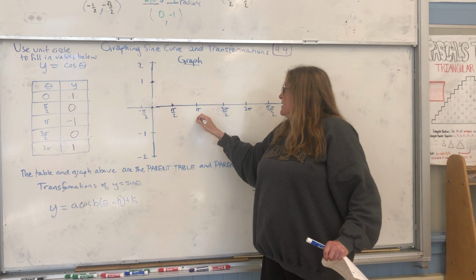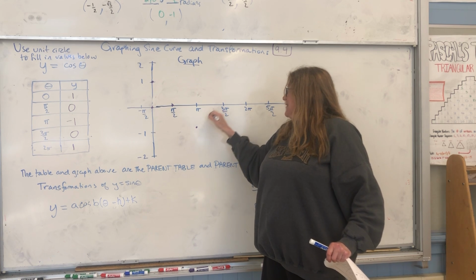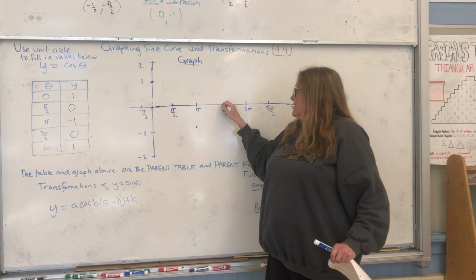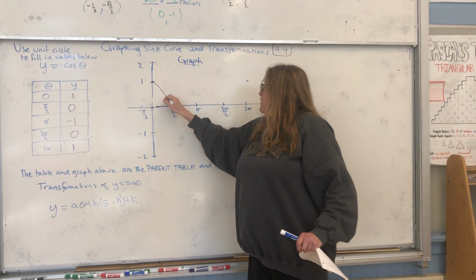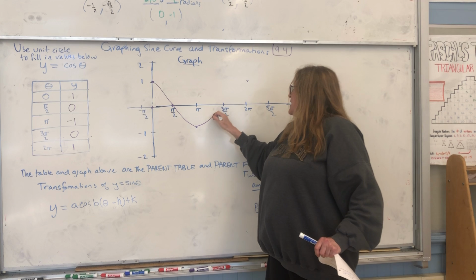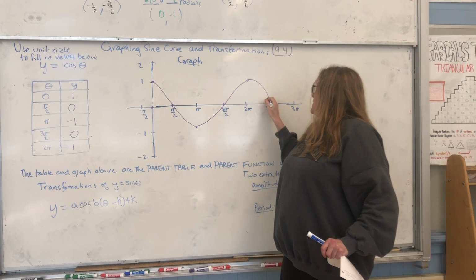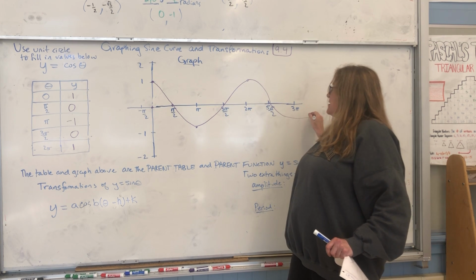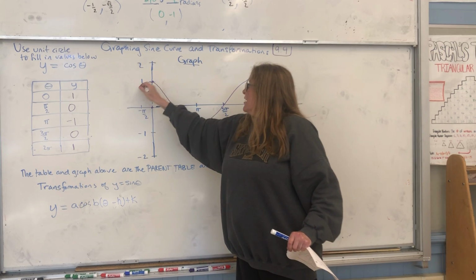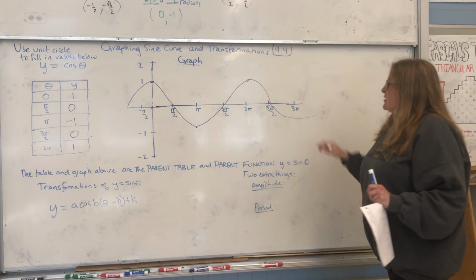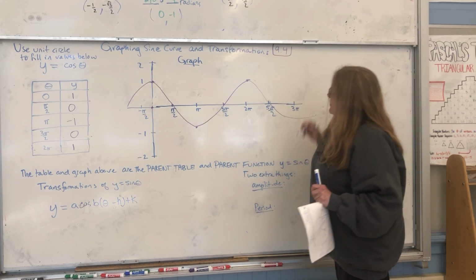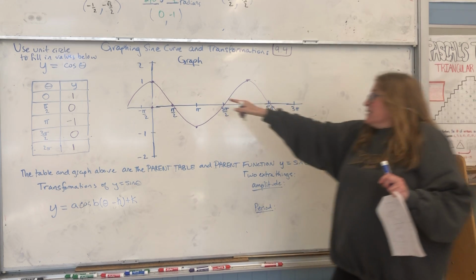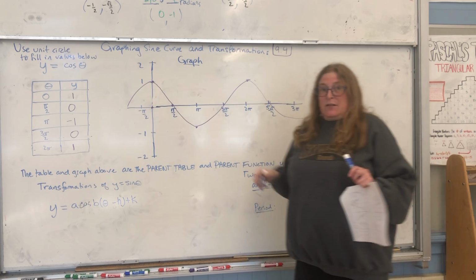So it's still going to have the same basic shape. But this time, it's going to look kind of like a parabola, even though it really isn't a parabola, because it keeps going. Obviously, it's going to keep going like that, right? So that's what a cosine parent function looks like. Notice it starts at 0, 1 instead of 0, 0.